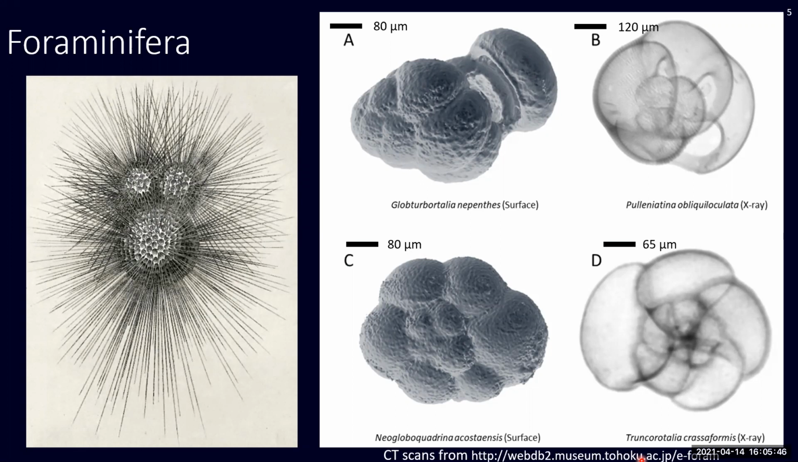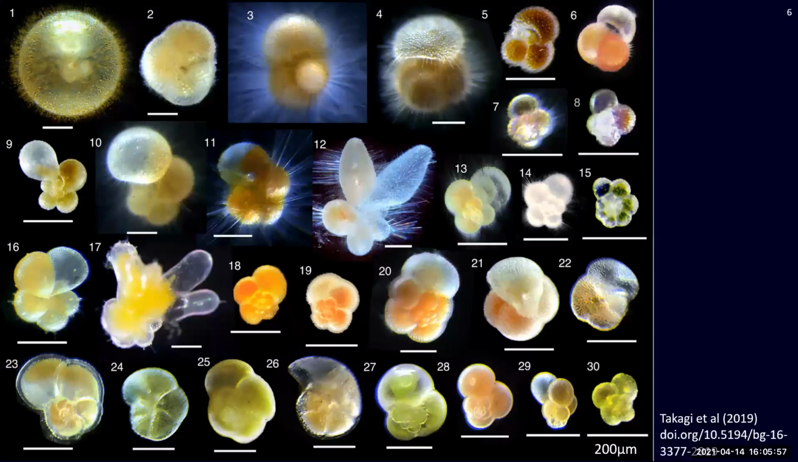And interestingly, each species has a uniquely shaped test. And there's over 600 morphospecies in the fossil record. So here's just a few examples of some living forams, again, to give you an idea of the diversity of shape. From things that are relatively spherical, to things that are unusual shapes.